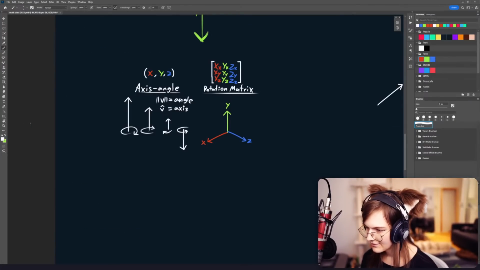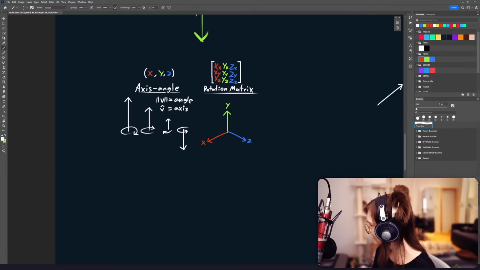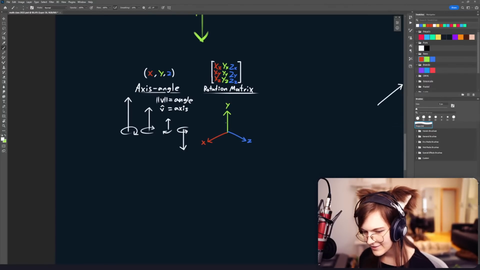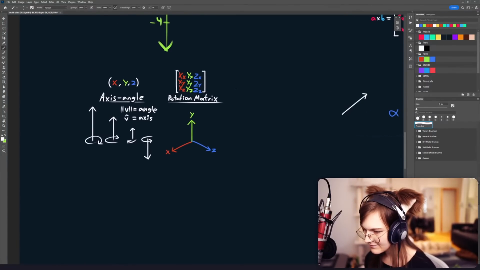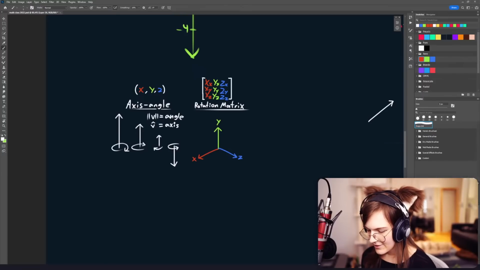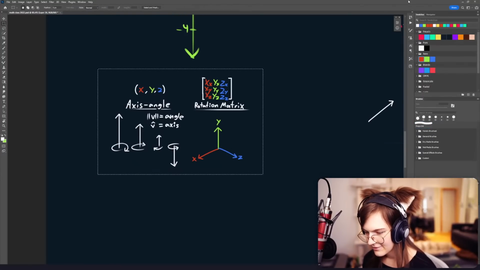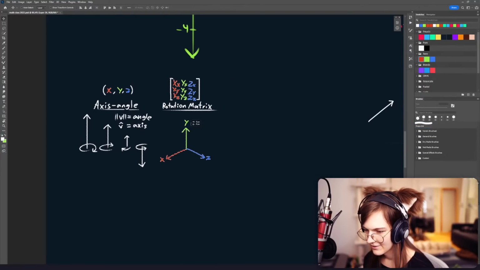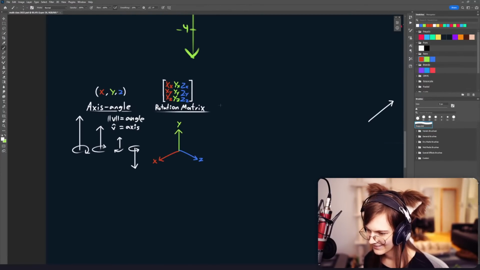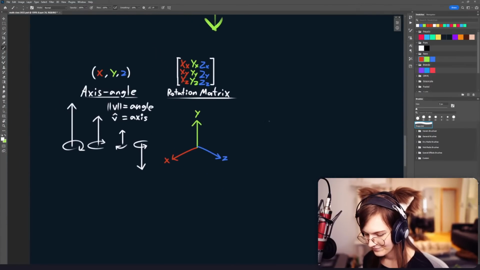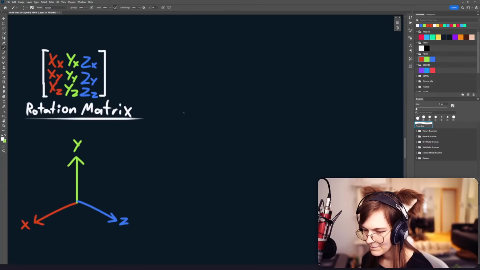Okay, cool. We have 2 more rotation representations. Let's see, how much time have we got left? Not that much. Okay, so I'm going to continue. All right. Now we're going to do the shittiest one. All right. It's time to talk about Euler angles.